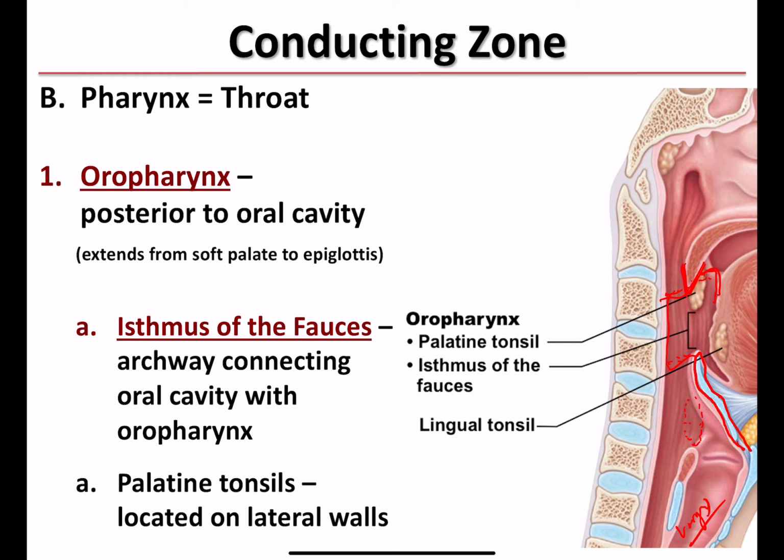On the lateral walls of the pharynx, you can see your palatine tonsils on either side. You also have a large lingual tonsil that's embedded in the root of the tongue, which is basically making up the anterior wall of this particular part of the pharynx.